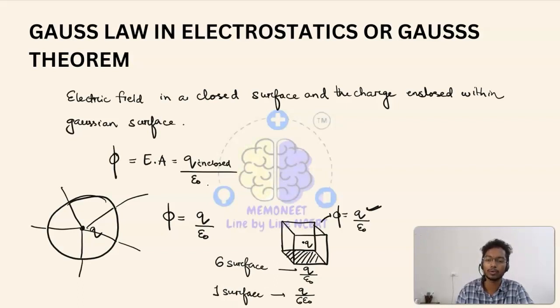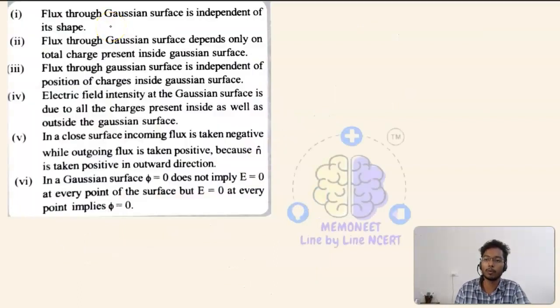Likewise we will find out the flux related to that figure or that surface. The flux through the Gaussian surface is independent of the shape.